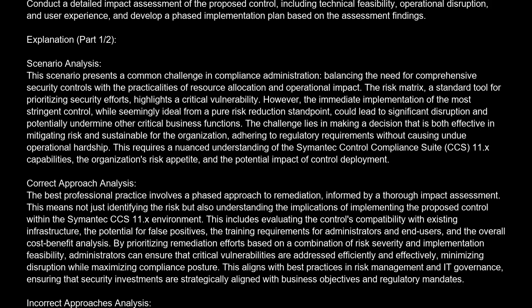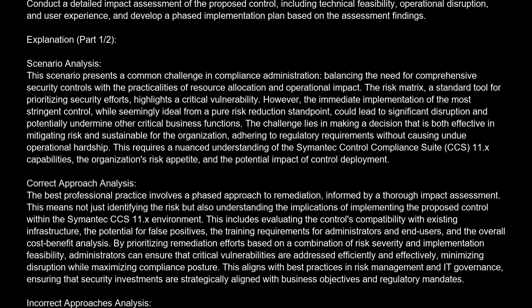Scenario analysis. This scenario presents a common challenge in compliance administration, balancing the need for comprehensive security controls with the practicalities of resource allocation and operational impact. The risk matrix, a standard tool for prioritizing security efforts, highlights a critical vulnerability. However, the immediate implementation of the most stringent control, while seemingly ideal from a pure risk reduction standpoint, could lead to significant disruption and potentially undermine other critical business functions. The challenge lies in making a decision that is both effective in mitigating risk and sustainable for the organization, adhering to regulatory requirements without causing undue operational hardship.